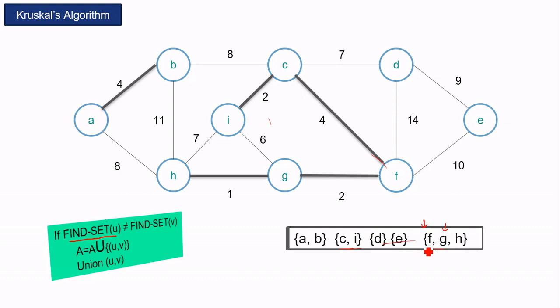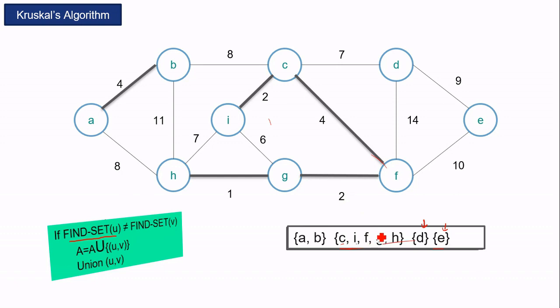If you go through the lectures on disjoint sets, you can see how the union operation is performed there. So now C, I, F, G, H everything together forms a single set. Now the next edge with the minimum weight is the edge with weight 6. You see the edge IG, it has weight 6 only. Now if you consider this edge, find the set of I, it belongs to this set, and the find set of G also belongs to the same set.